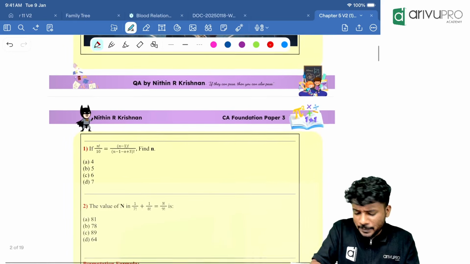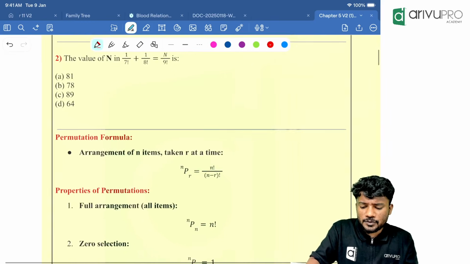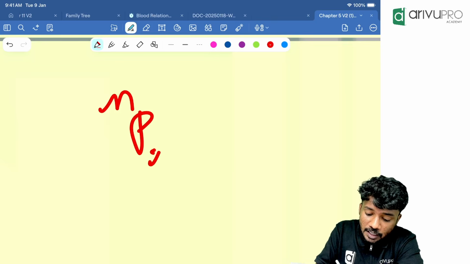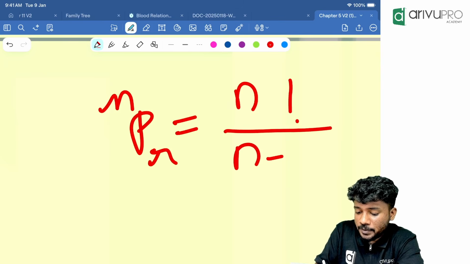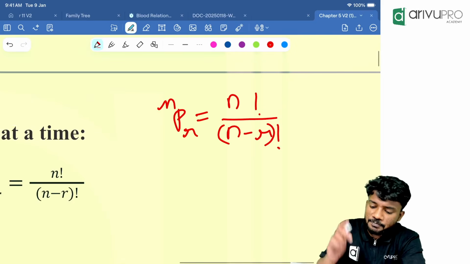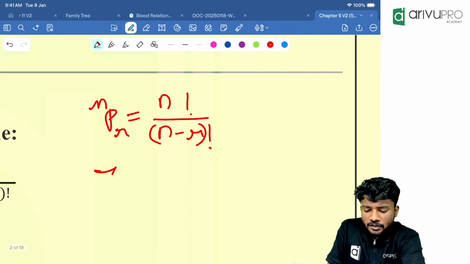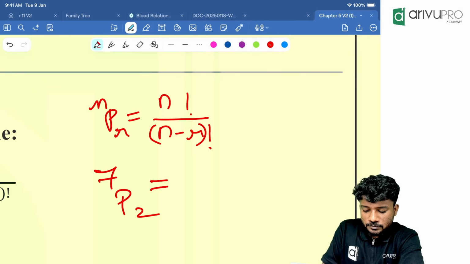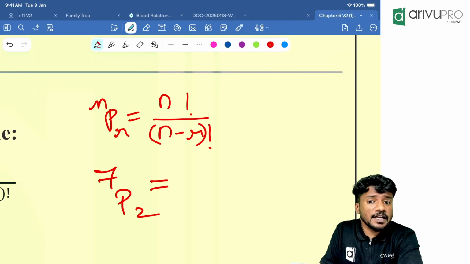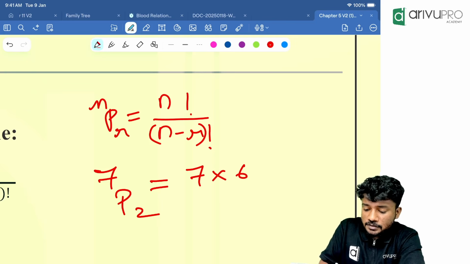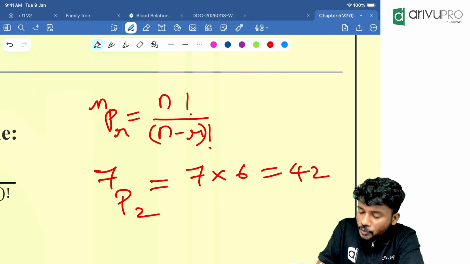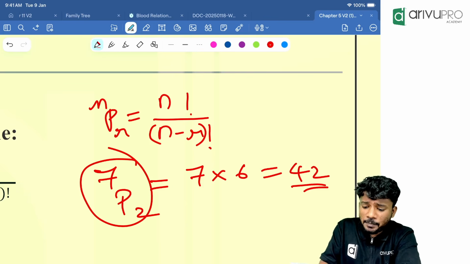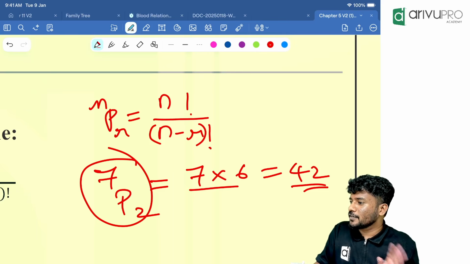Now, we are going to talk about permutation. What is the basic formula for permutation? nPr is equal to n factorial divided by n minus r factorial. Now, my first question is, find the value of 7P2. How to find the value of that? 7 into 6 is 42. So, whenever you are getting 7P2, 8P2, 9P2, 10P2, just multiply the last two numbers. 7 into 6 is 42.